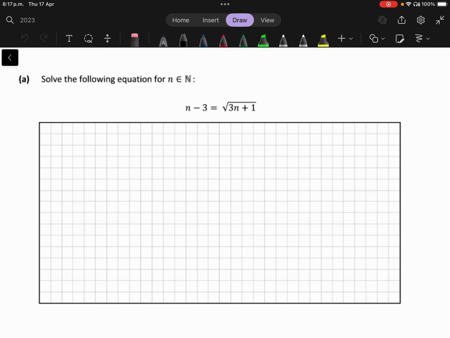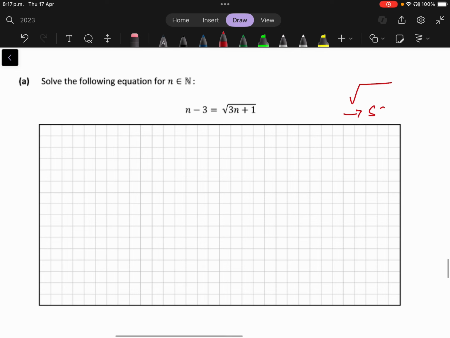So solve the following equation. n is an element of N, n minus 3 is equal to square root of 3n plus 1. So as and when you see a square root sign in a question, immediately you have to remember: square it. Okay, to remove the square root, you have to square it.